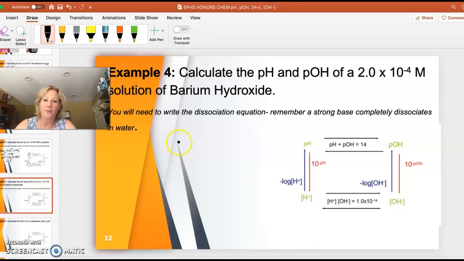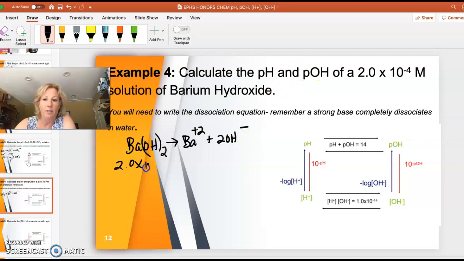Couple more. This one is a base, so barium hydroxide. We're going to calculate pH and pOH. Once you have one, you always have the other because the sum of the two is 14. And then we're starting with a 2.0 times 10 to the negative 4th molar solution. So the first thing you're going to want to do is write the correct formula for barium hydroxide. Then you would want to dissociate it. And then if we know that we made 2.0 times 10 to the negative 4th molarity, then we're going to have 4.0 times 10 to the negative 4th moles of the hydroxide ion per liter. We also have 2 times 10 to the negative 4th for the barium, but we're not interested in that when we're doing pH and pOH calculations.